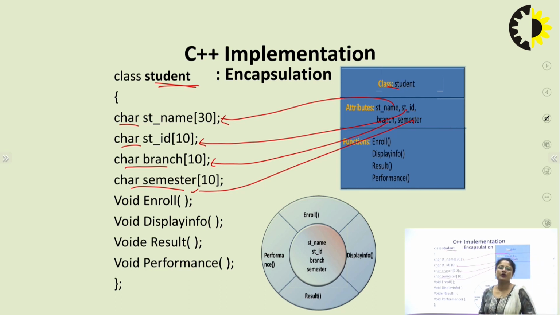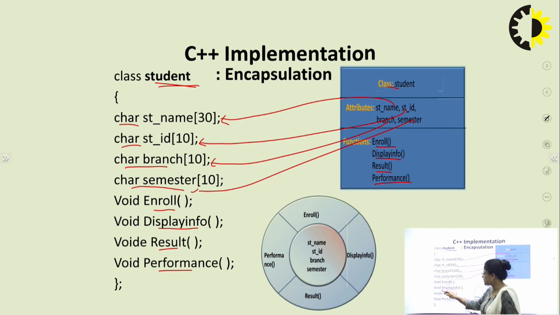So based on our requirement, it depends what kind of data type we initialize. Here we are taking them as character array, or rather string, we can say. And the functions we have are enroll, display information, and result. So enroll function, display, result, and performance. These are the functions that are declared inside the class.